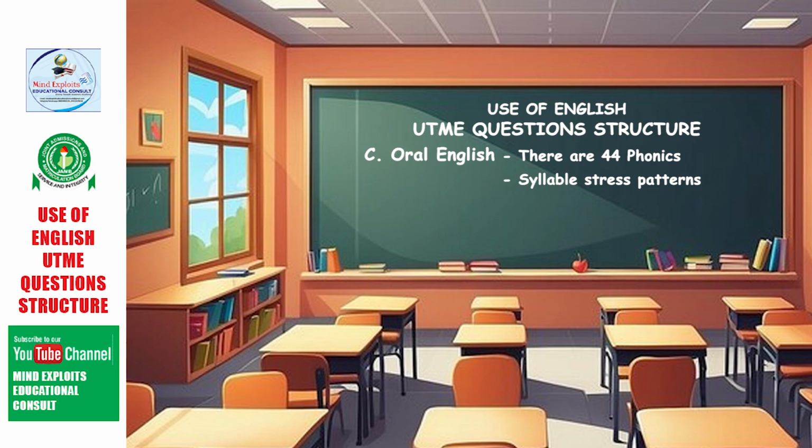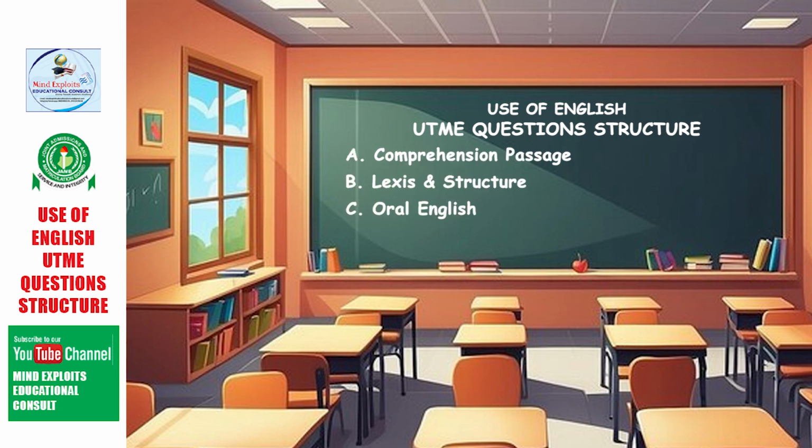Then we have the emphatic stress, where you'll be given questions and to answer them based on emphatic stress. In summary, the English language UTME questions cover your comprehension passage, your Lexis and Structure that has to do with your use of concord, the use of adverbs, the use of synonyms, the use of antonyms, the use of prepositions, the use of conjunction, and all. Then we have the last part that covers the oral English, which has to do with questions on your consonant sound, vowel sounds, emphatic stress, and syllable divisions.